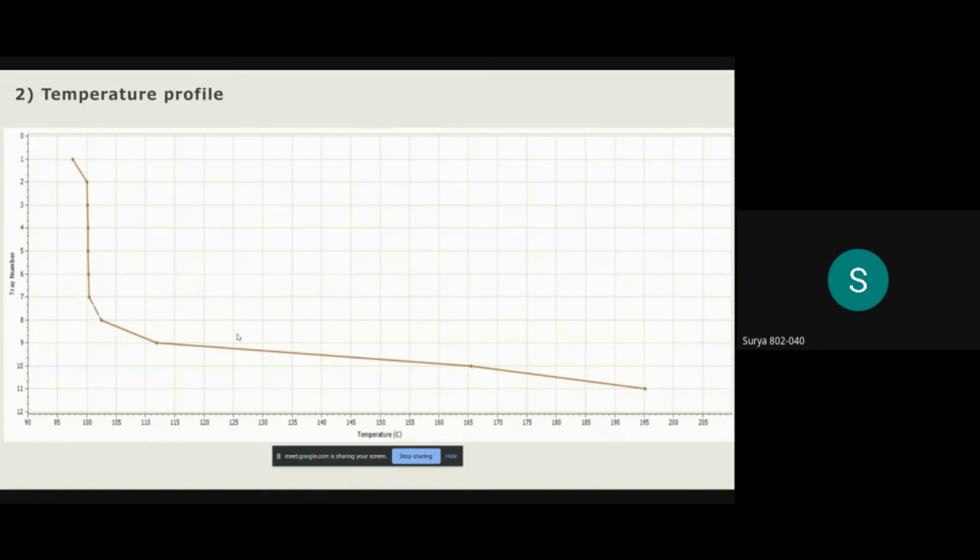The temperature profile. As you can see, on the y-axis we have the tray number, and on the x-axis we have the temperature. At the top of the column, that is at tray 1, the temperature is nearly 98 degrees Celsius, which is close to the boiling point of pure water at 1 atmosphere pressure. The reason for this is that at the top of the column we have almost pure water. And coming to the bottoms, we have a temperature of 195 degrees in the last stage or the reboiler. The reason for this is that we have ethylene glycol of 95% purity, and the boiling point of ethylene glycol is close to 195 degrees Celsius.